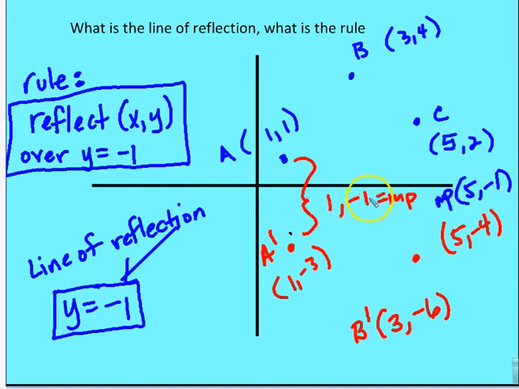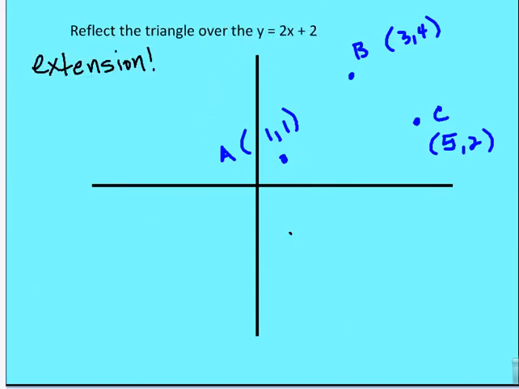So you can see that the line, graphically and visually, goes through the line y is equal to -1. So the line of reflection is y is equal to -1, and the command would be reflect xy over y is equal to -1.